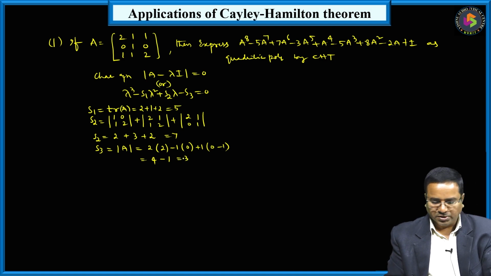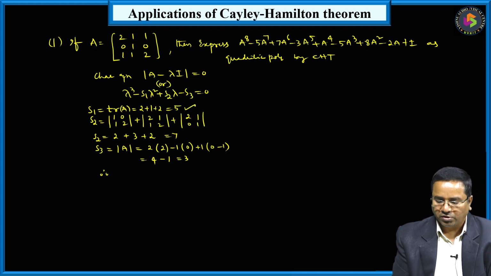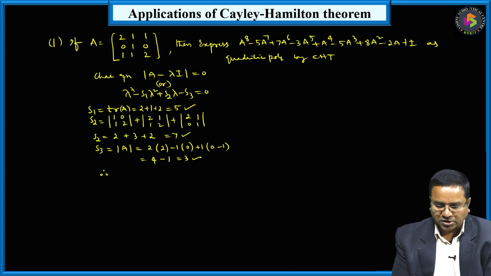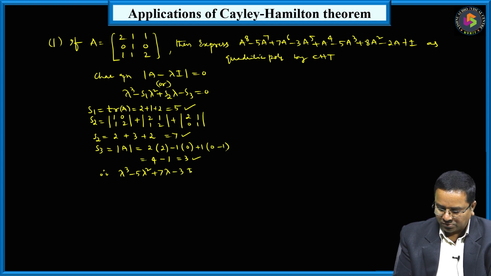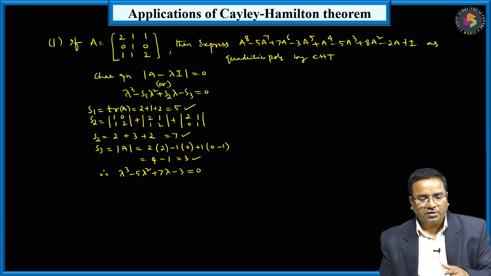Therefore, for the equation, substituting the S1 value and S2 value. What is S1? It is 5. What is S2 we got? 7. What is S3 we got? The determinant, 3. So substituting, we get lambda cube minus 5 lambda square plus 7 lambda minus 3 equal to 0. So this is the characteristic equation of the matrix.